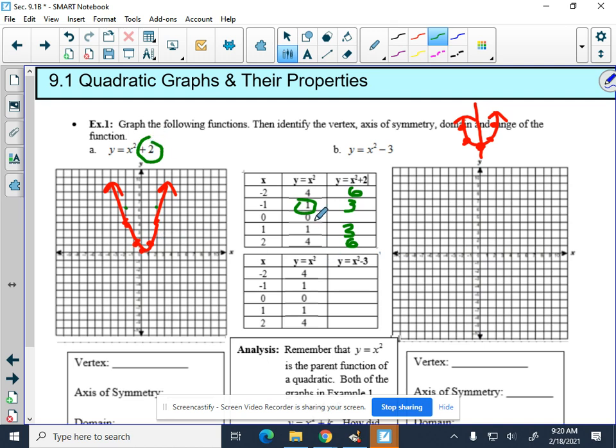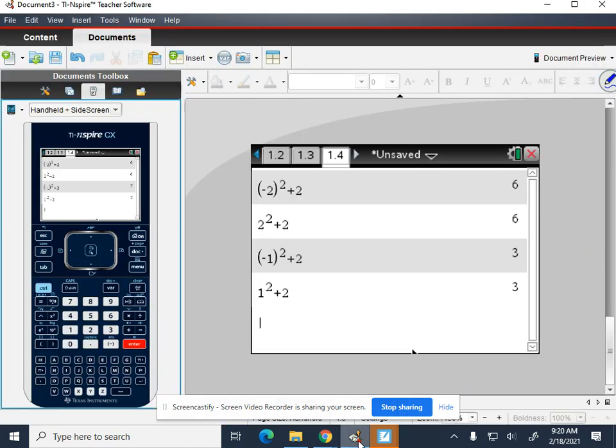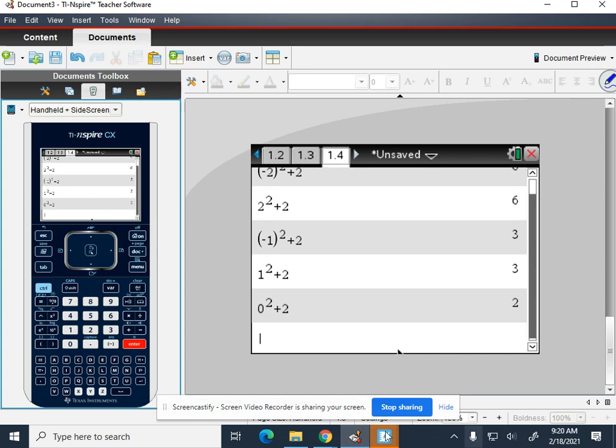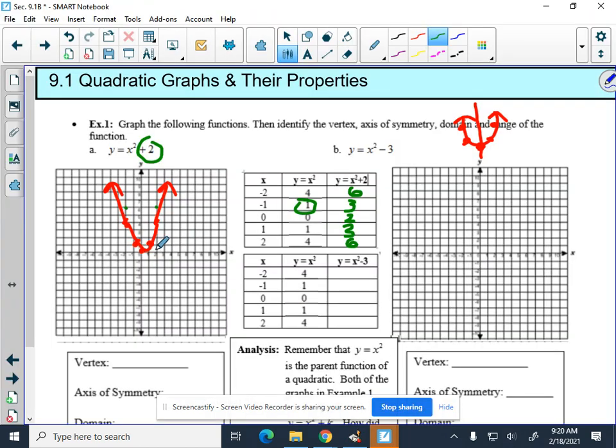So what do you think we're going to get when we put in 0? It'd be up 2, right? We'll see. Put in 0. Yep, I get 2. So that dot should be here. These dots, 1, 3, -1, 3.